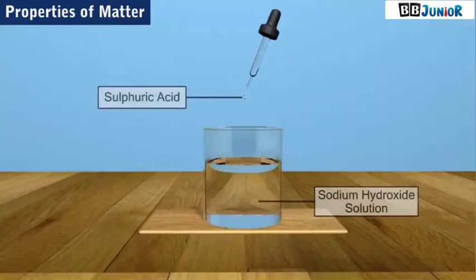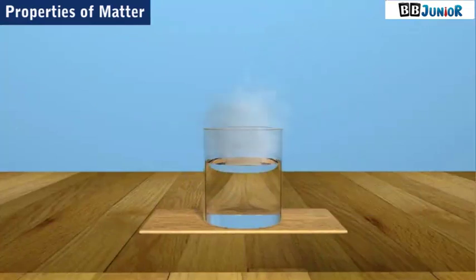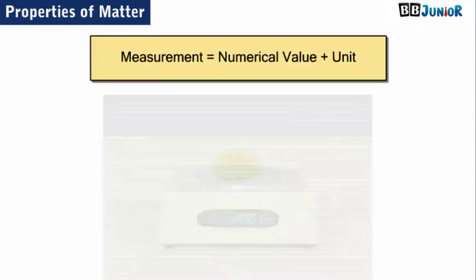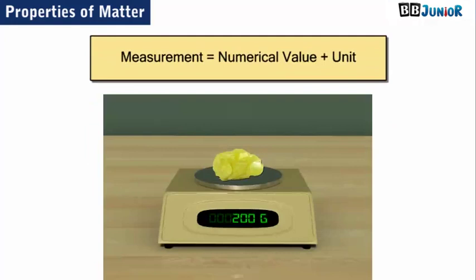When performing a chemical experiment, scientists study the properties of substances. This involves measuring the quantitative properties of a substance. The quantitative measurement comprises a numerical value and a unit. For example, this block of sulfur weighs 200 grams. Here, 200 is the number and grams is the unit.